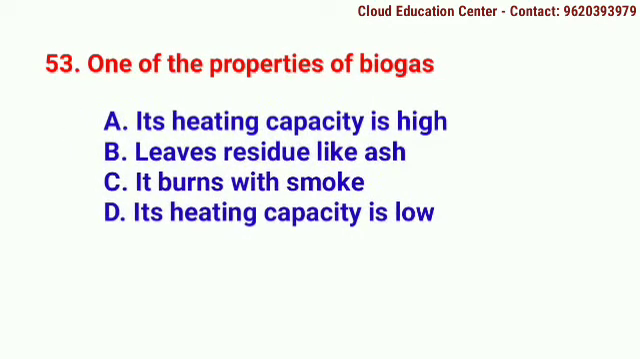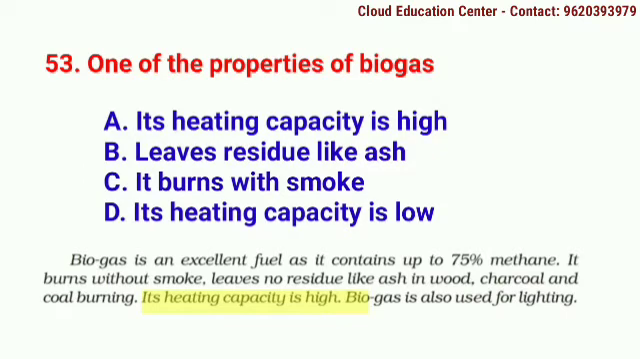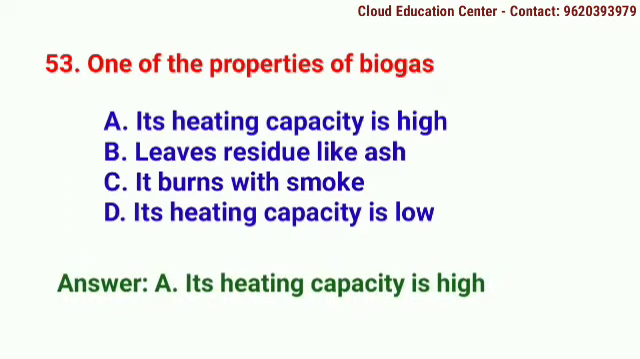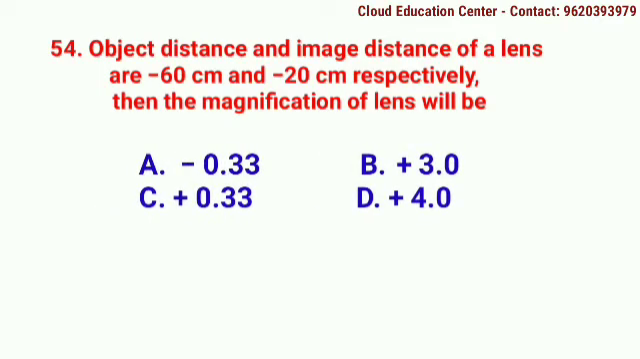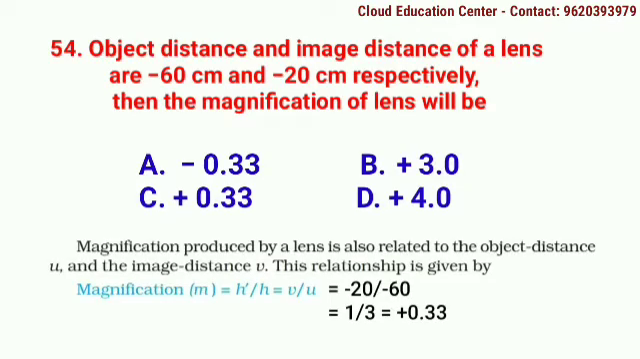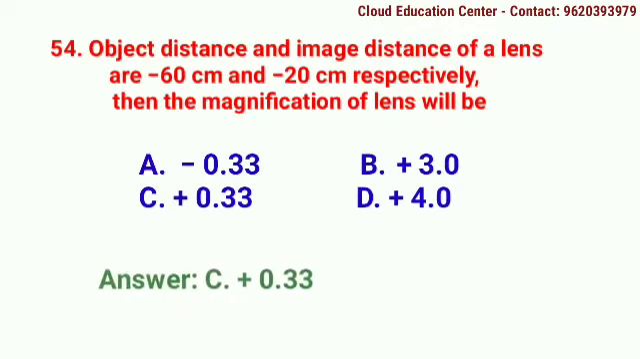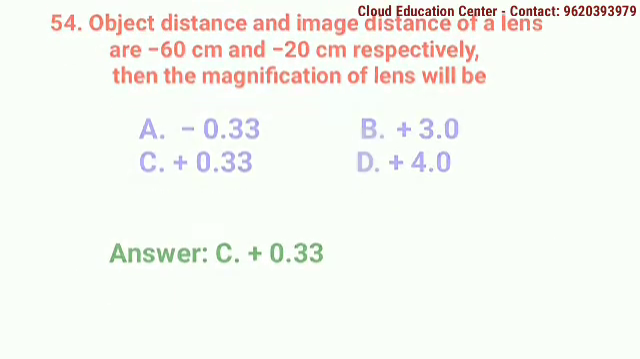The next question is, one of the properties of biogas. There are 4 options. Based on the data which is getting displayed on the screen, option A, its heating capacity is high, is the correct answer. The next question is, object distance and image distance of a lens are minus 60 centimeter and minus 20 centimeter respectively. Then the magnification of lens will be. There are 4 options. The data is displayed on the screen. Based on that, option C, 0.33 is the correct answer.